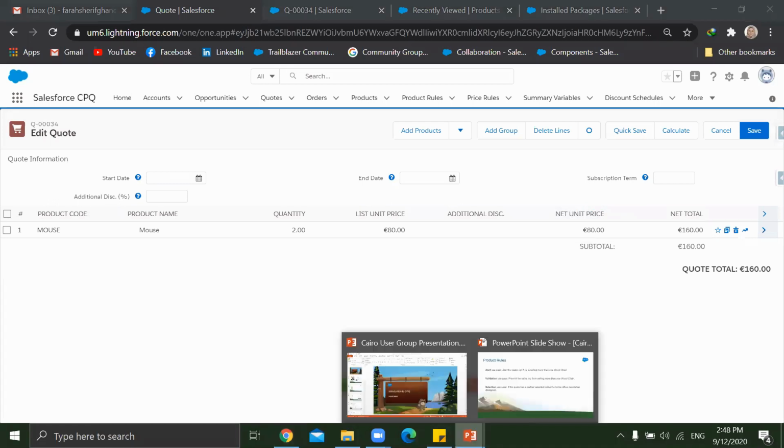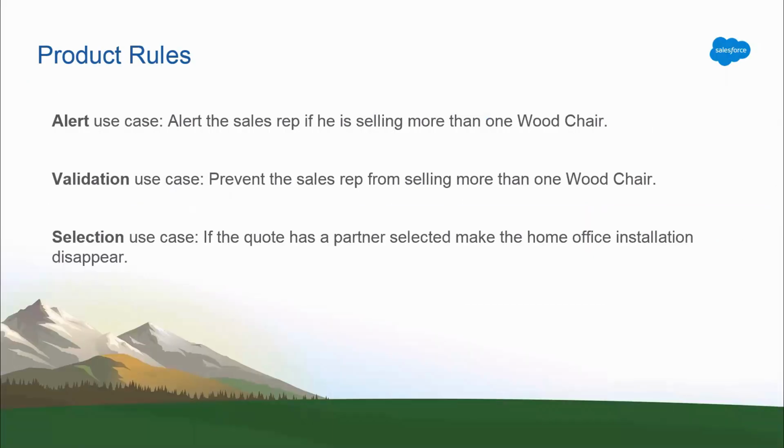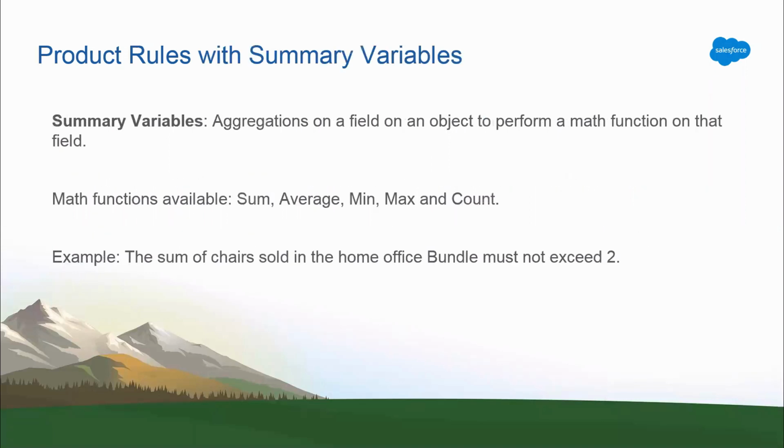Okay, we will move to another topic, which is also product rules, but with summary variables. Now, summary variables can do aggregations on a field in an object. Those aggregations can be sum, average, minimum, maximum, and count. Okay. So what is the use of that? Now, you saw before how we prevented the quantity of the wood chair to exceed 1. But what if I want to prevent the quantity of all chairs in this bundle from exceeding 2 chairs? Now, that is possible with summary variables.